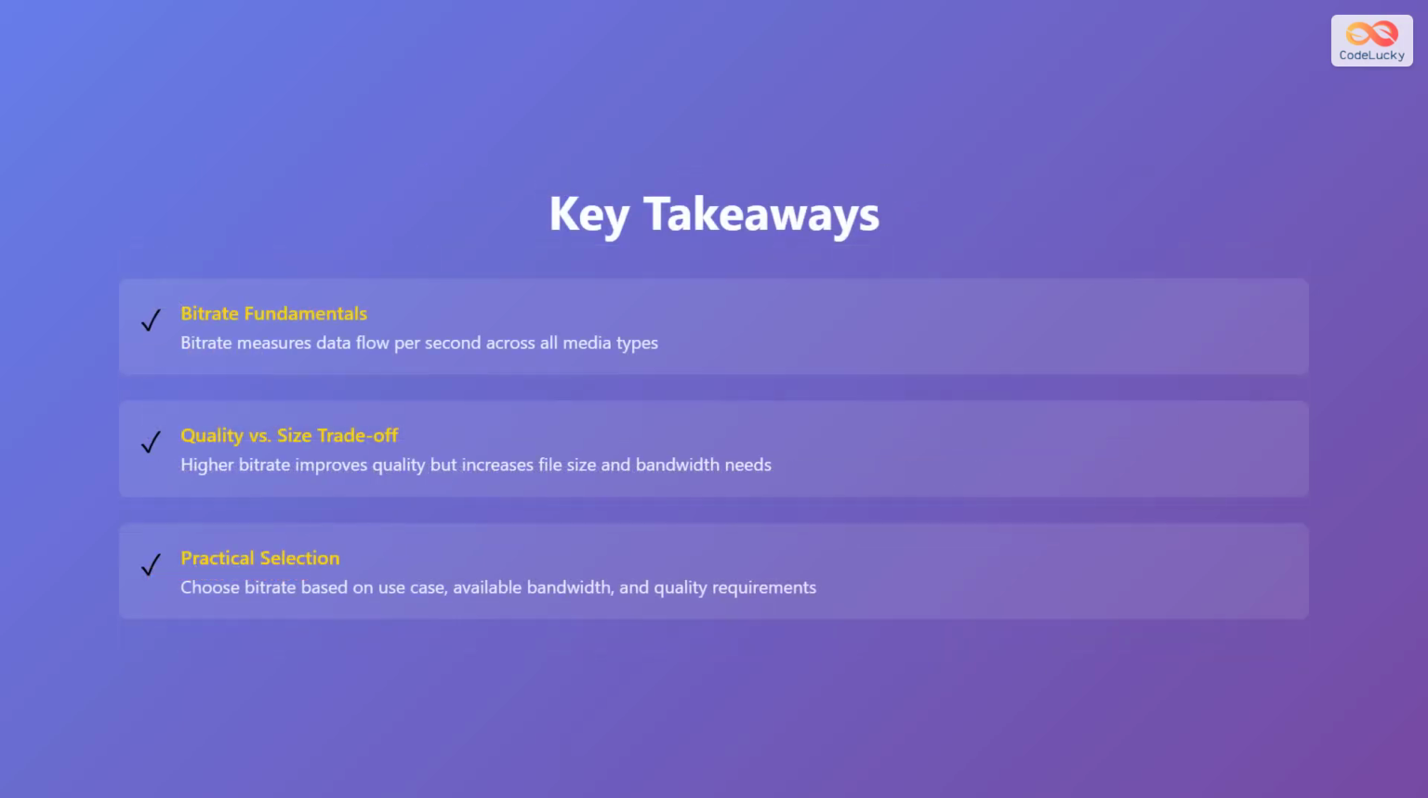Let's summarize the key concepts. Bitrate measures data flow per second and applies to all types of media. There's always a trade-off between quality and file size. Higher bitrate improves quality but increases storage and bandwidth requirements. Finally, when selecting a bitrate for your projects, consider your specific use case, the available bandwidth for streaming or transfer, and your quality requirements. With this understanding, you're now equipped to make informed decisions about bitrate for your media projects.